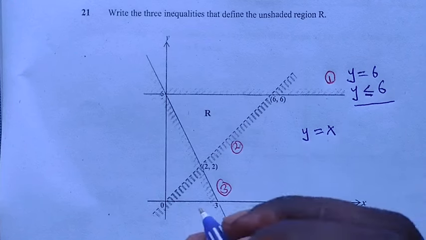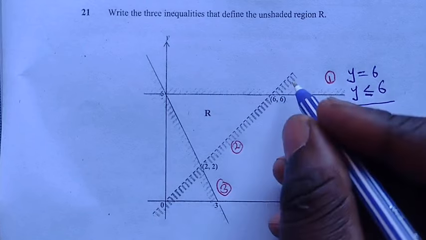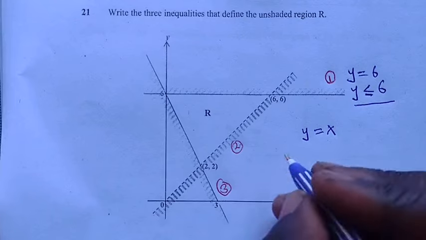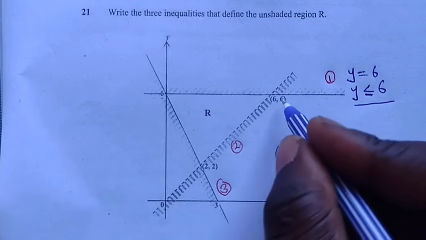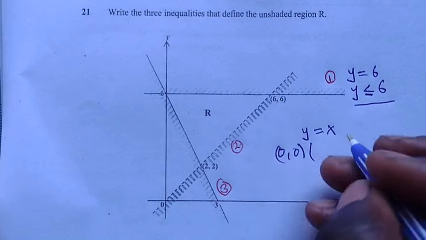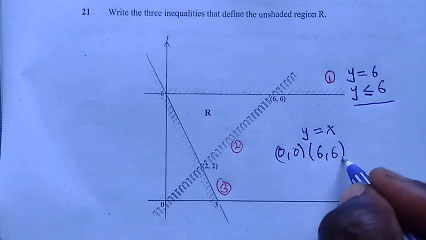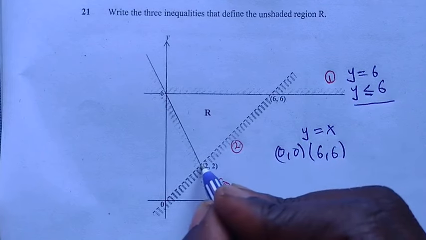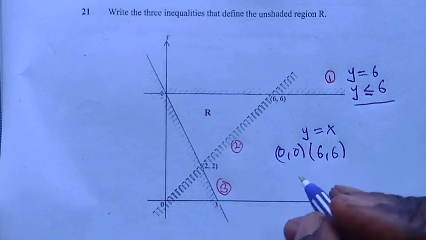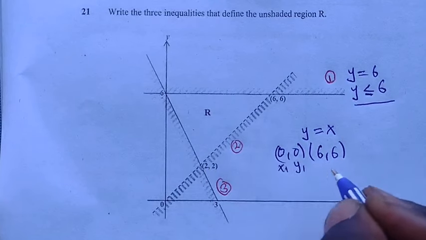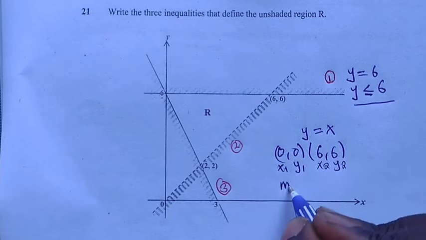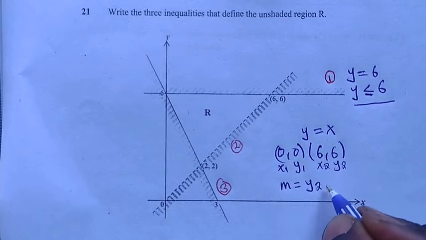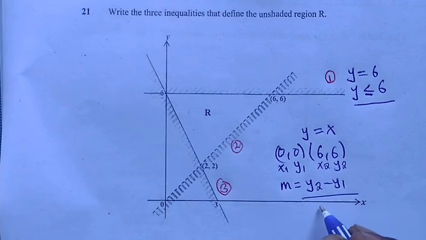So to solve, you can find the gradient of this same straight line using the endpoints. So here we've got 0, 0. Okay, then we can also pick another point like here. They have given us 6, 6. Or you can even pick this one right here where there is 2, 2. It will give you the same value. So this is x1, y1, x2, y2. So gradient is found using this formula, y2 minus y1 over x2 minus x1.